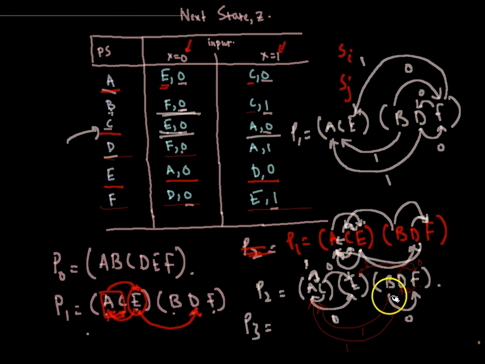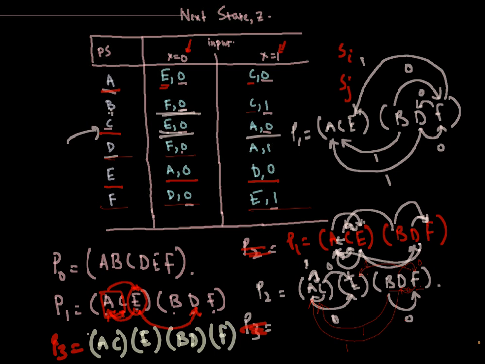So what we need to do is to partition this B and D and this F. So for P3 I'm writing it here. Okay, so P3, let me change the colors. For P3 what we are getting: A, C, we cannot distinguish them. E, and B, D come to the same set, and F is different.